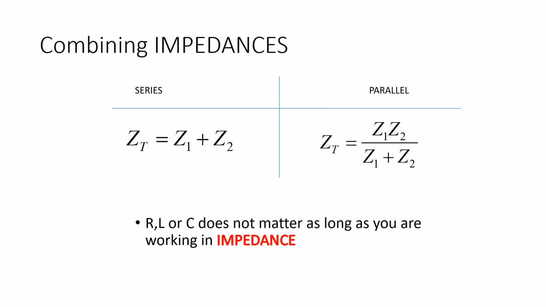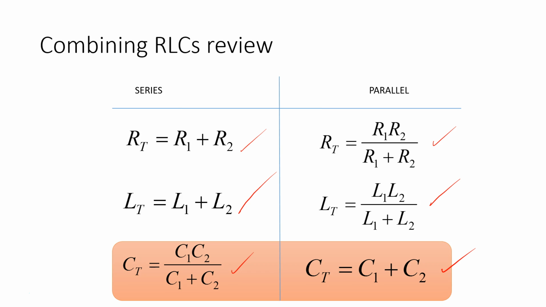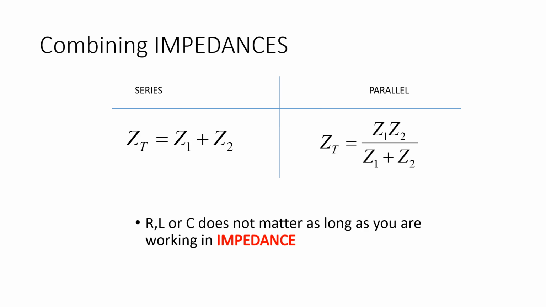When it comes to impedances, it turns out they behave just the same as resistors. It doesn't matter if it's R, L, or C. As long as you're working in impedance, they add in series, and we have product over sum for parallel. So even though for the C we have it the other way around, if we are looking at XC, which is the capacitive reactance, then in series it adds, and in parallel we get product over sum.